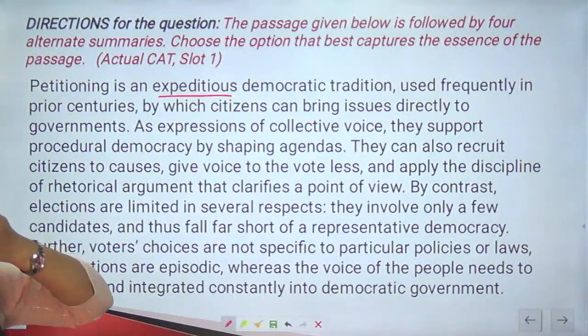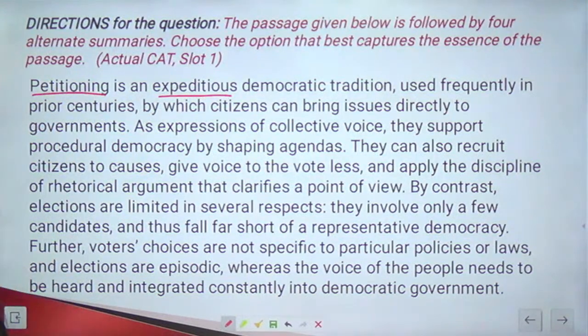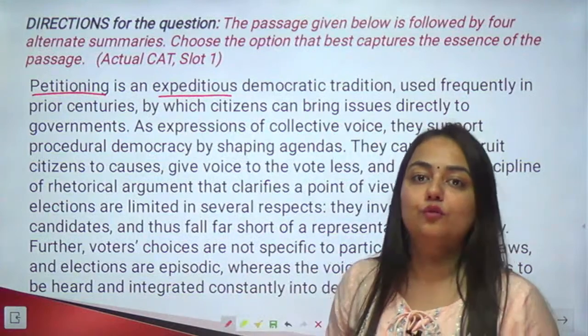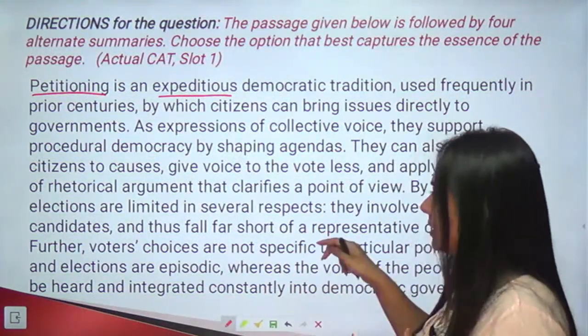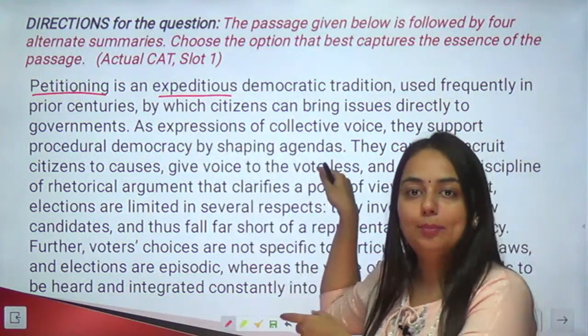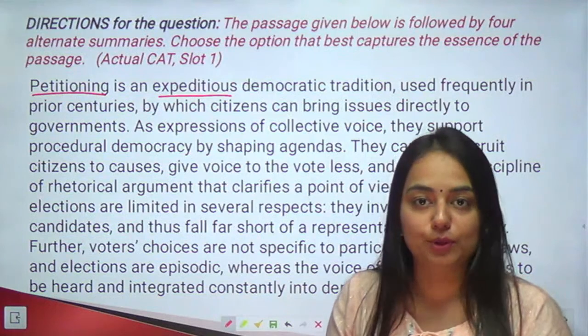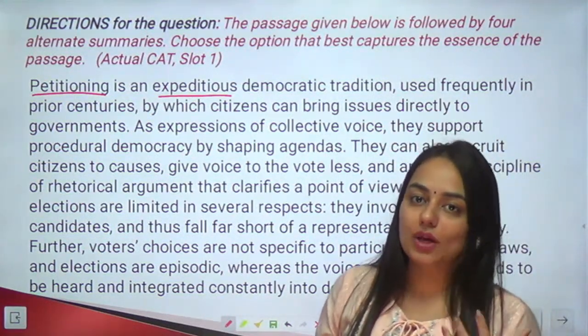So what is the main thing that is being discussed here? We are discussing this petitioning thing. So that even before the democracies came in their full form, petitioning was something that was there. And if you can see and understand from the first line itself, the passage is pro-petitioning. It's supporting this practice by citizens. Collectively, they would raise their voices and raise their opinions.